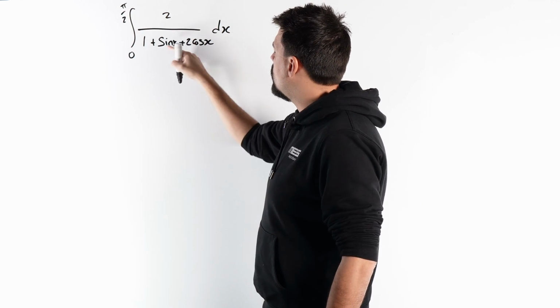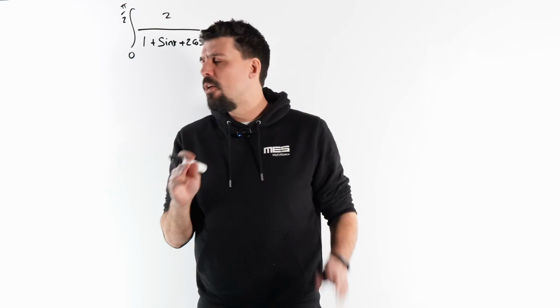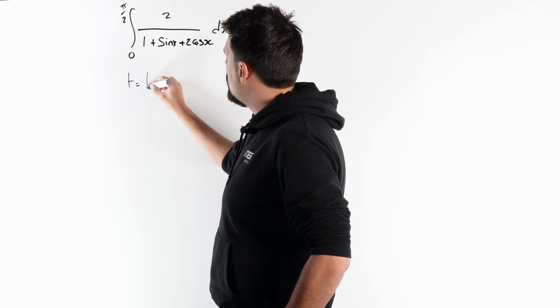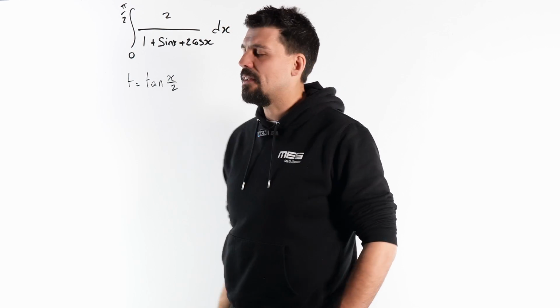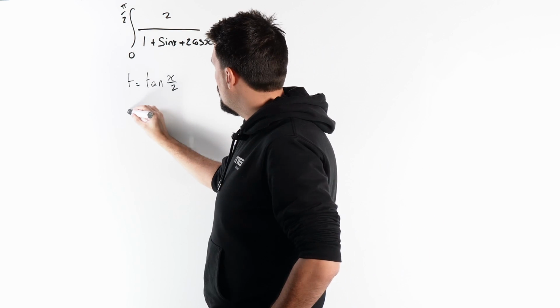So instead, we've got these sine x and cos x in the denominator. It's not particularly nice. So we know that we're going to look at this old chestnut. We are going to use the substitution t is equal to tan of x over 2. Why would I do that? Are you insane? No, I am not.